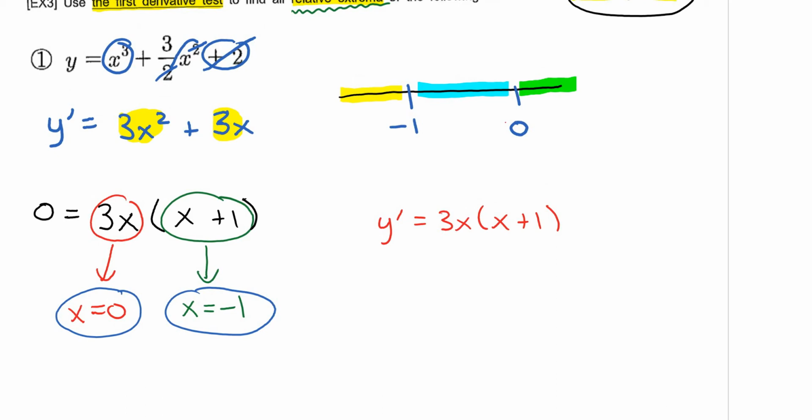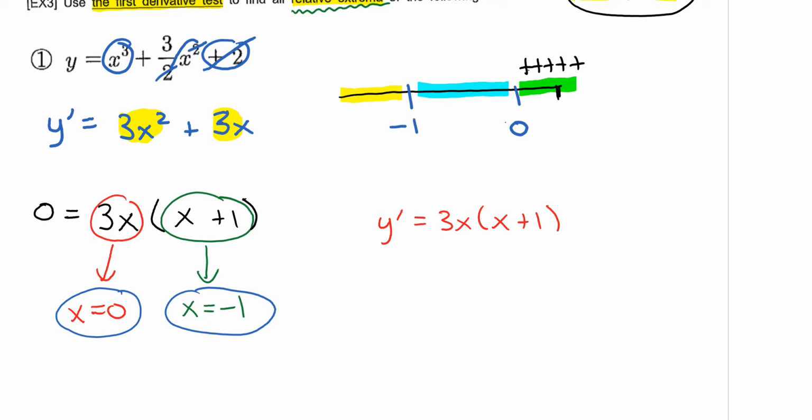Let's start at the very tail end. I need a number in the green region, so maybe a number like 5 would be okay. So let's take 5 here. If I plug in 5 over here, I get a positive expression, and if I plug in 5 over here, I get a positive expression. So positive times a positive gives you a positive result for the green region. And I can erase all those.